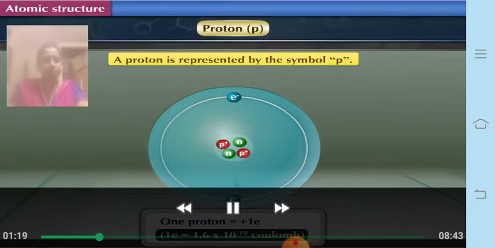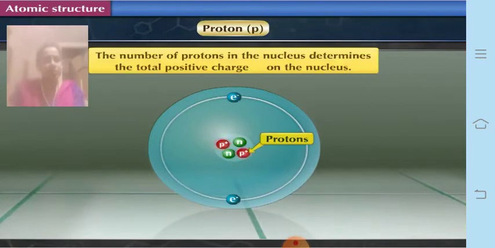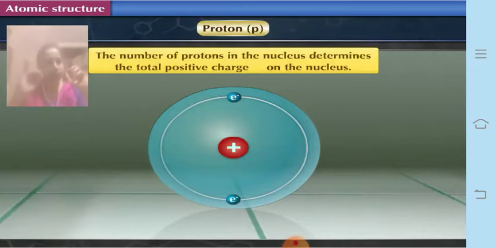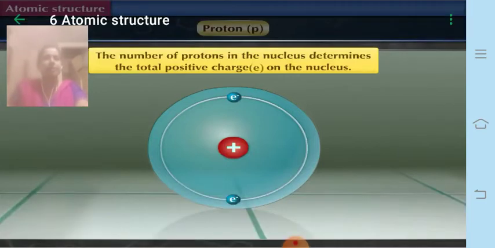Now next, the number of protons in the nucleus determines the total positive charge on the nucleus. That means whatever positive charge is there depends upon how many protons are there. Suppose it is plus 3, that means there should be 3 protons inside the nucleus. So the number of protons in the nucleus will determine the total positive charge on the nucleus. Remember this.